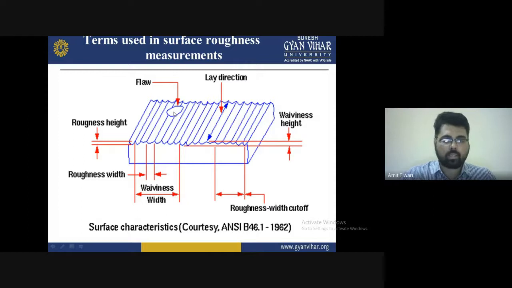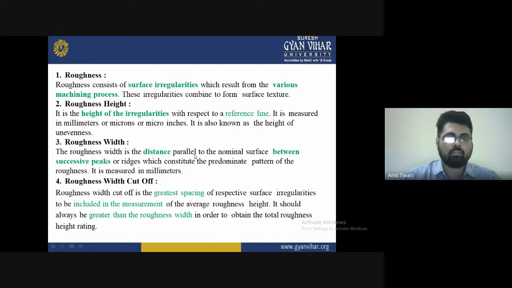As you know, the waviness width and the roughness width are under the category of flaw area, direction, waviness height, roughness width and waviness width. We will explain them one by one. First is roughness, consisting of surface irregularities which result from the various machining processes. These irregularities combine to form surface texture.